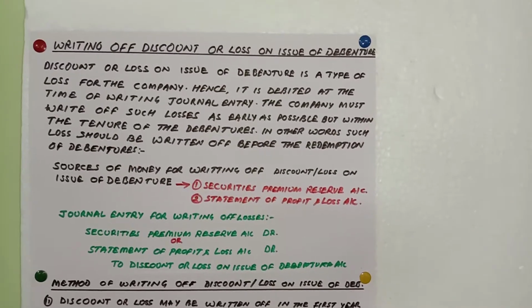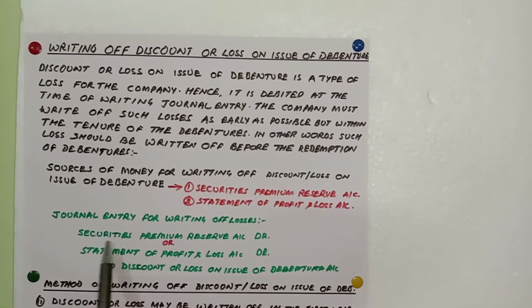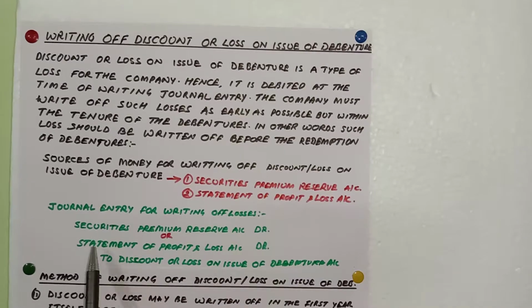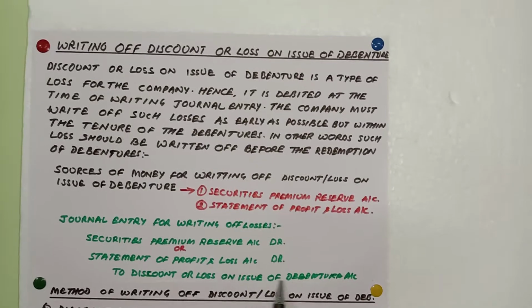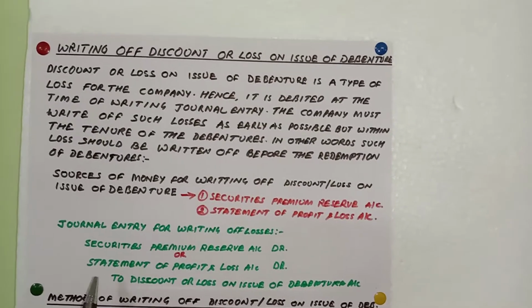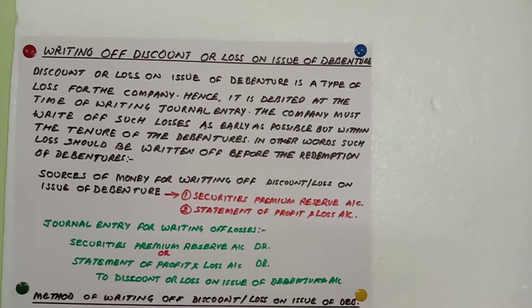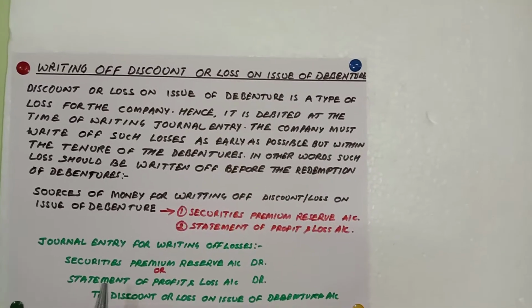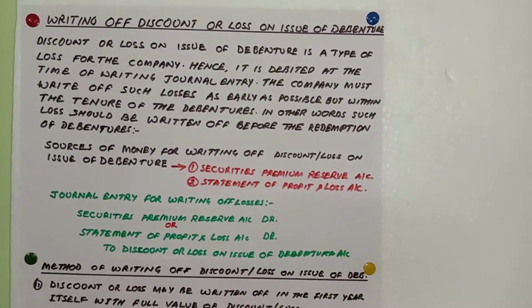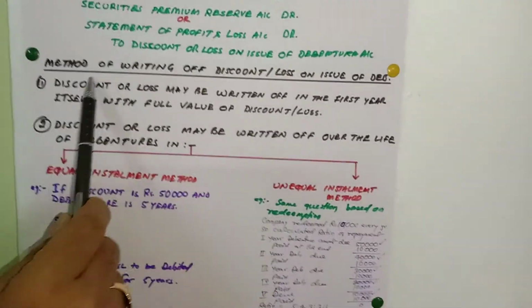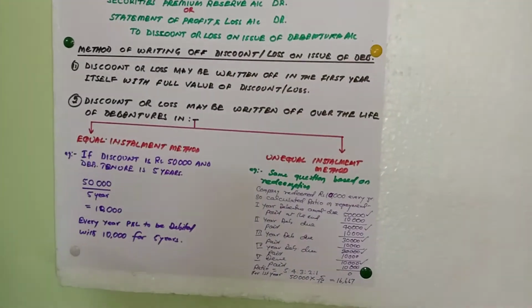Now what journal entry can we write after writing the issue entry? This is the next entry. Securities premium reserve account or statement of profit and loss account debit, to discount on issue of debenture. This is the journal entry, and if it is written off in installments, it has to be repeated for as many years as we are writing off the debenture loss. Now how many methods? There are a few methods of writing off discount on issue of debenture.